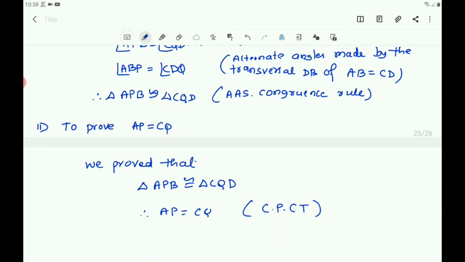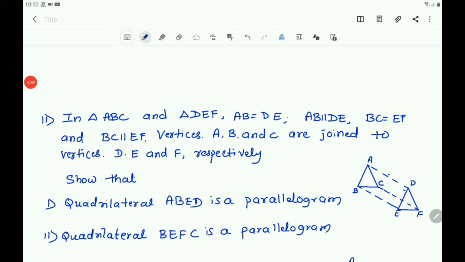In this way, you got the proof for first and second. Now the 11th question. In triangle ABC and triangle DEF, AB equals DE, AB is parallel to DE, BC equals EF and BC parallel to EF. Vertices A, B and C are joined to vertices D, E and F respectively. Show that quadrilateral ABED is a parallelogram, quadrilateral BEFC is a parallelogram.